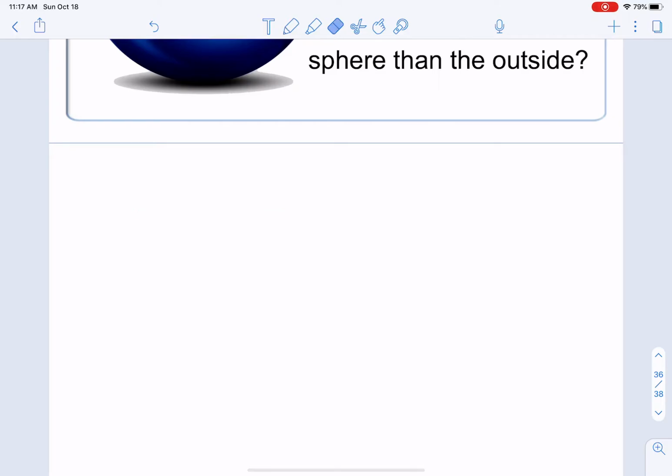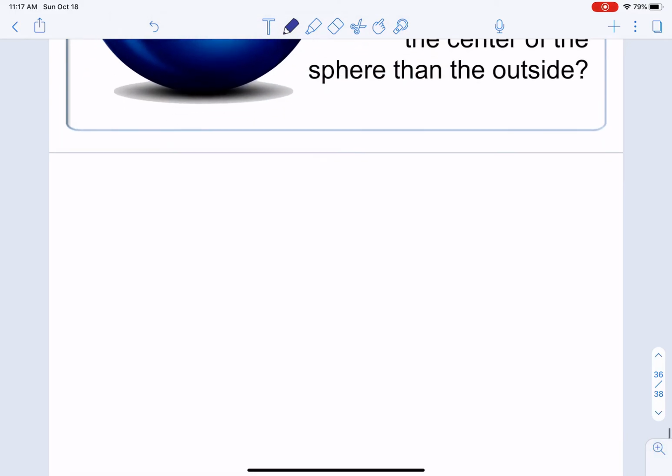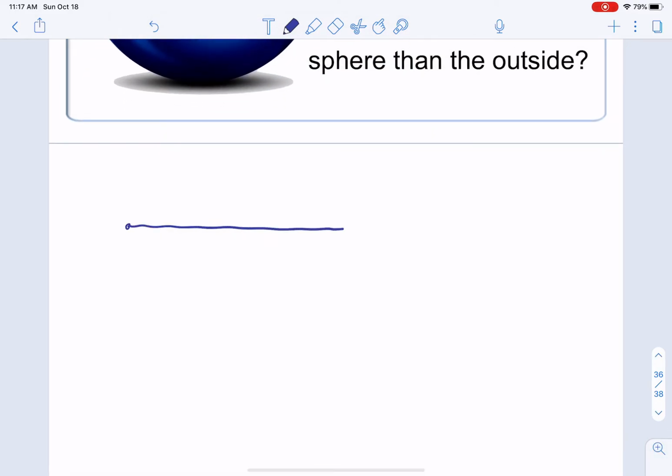You know what? This should be blue to match the sphere, I'm thinking. All right, let's say that this segment length is 1. It's 1 meter, 1 inch, whatever it is.